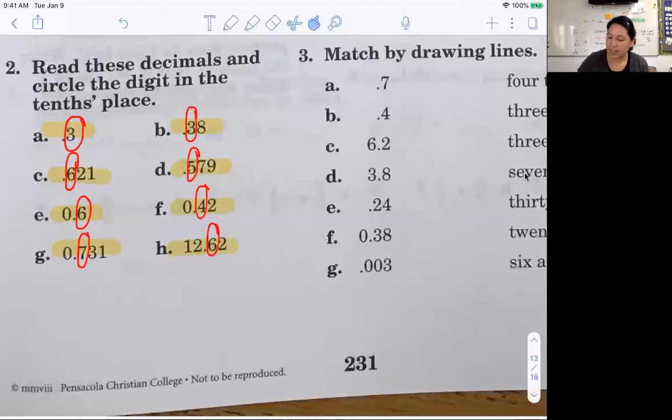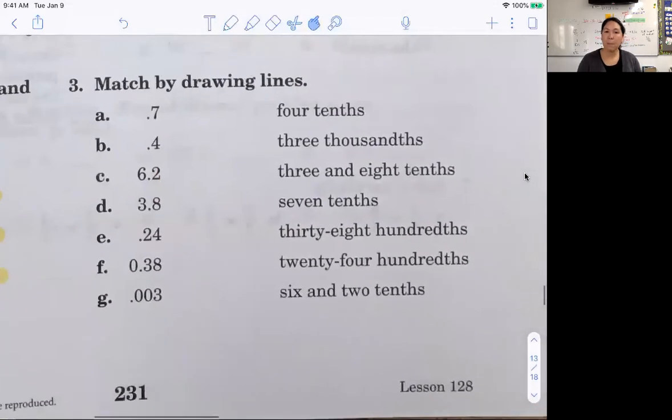Okay, friends, let's look at the next part. Match by drawing lines. I like to read the word and then match it. So let's read the word together. 4/10. Which of those says 4/10? That's right. That says 4/10. Go ahead and draw a line to it.